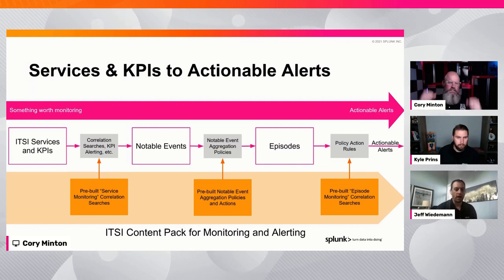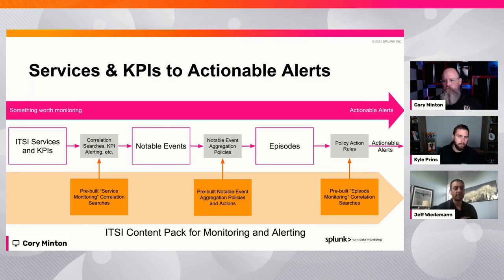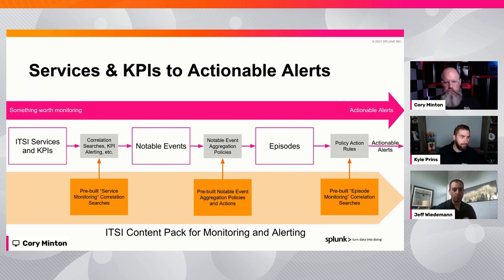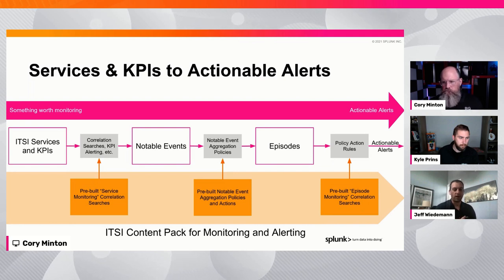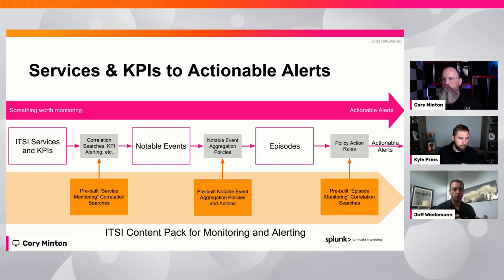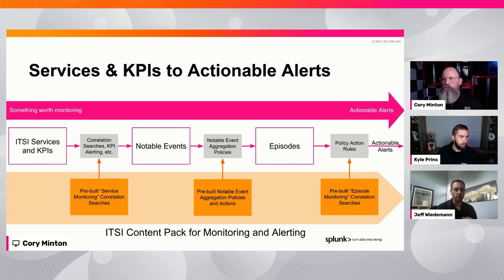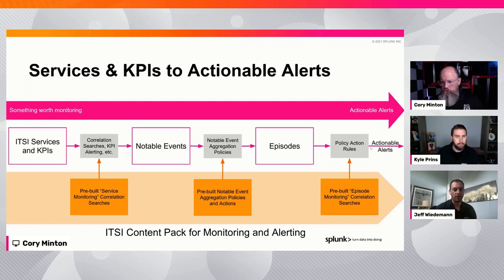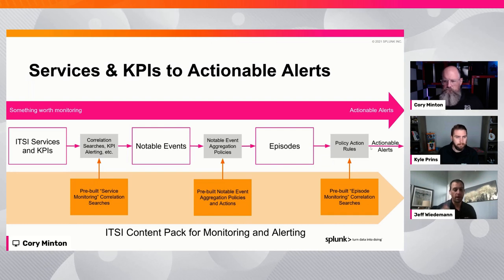So we are going to rely upon a content pack that is available for ITSI. Content packs are pre-built ITSI capabilities and functionality that fast track your time to value. We're going to be focusing on the ITSI content pack for monitoring and alerting. And this content pack is actually going to put in the environment pre-built configurations for every one of these areas of build that we can simply go turn on in order to get from services and KPIs to actionable alerts. So we're going to get our hands on with those correlation searches and with those configurations with the content pack.